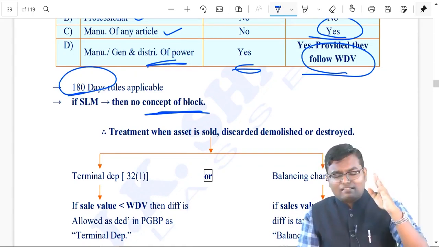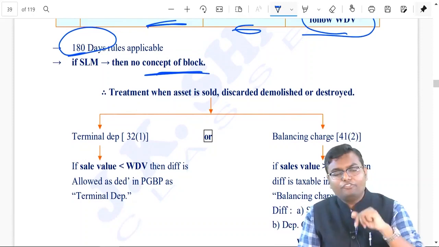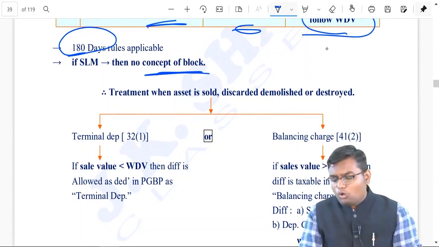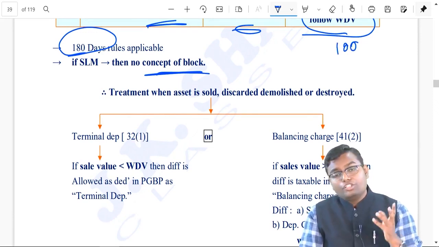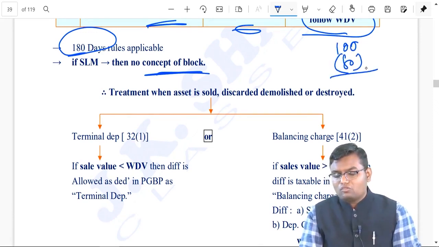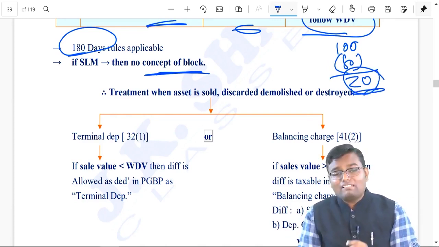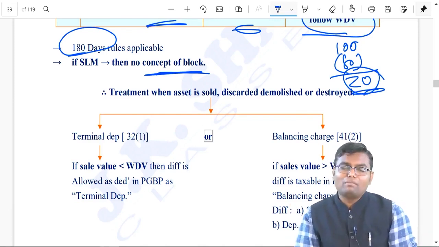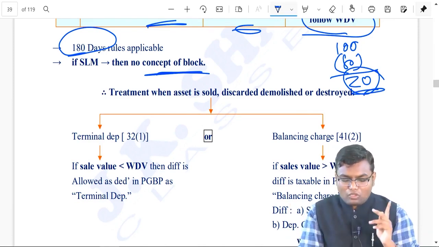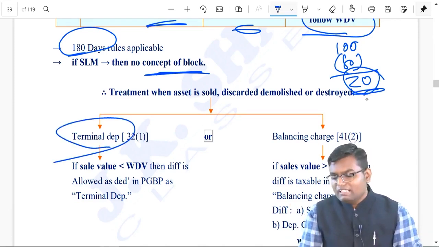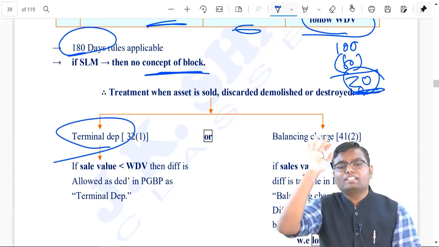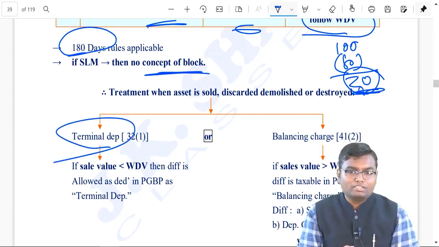Now, what if that asset is sold, discarded or demolished in future? Let's say the opening value of that asset after depreciation in this year was 100. You are selling only for 80. So, balance 20 rupees is still remaining in that asset, but the asset is no more with you. So, this 20 rupees is actually the loss, but it is a business expense that is called terminal depreciation. This 20 rupees you will get as a deduction in PGBP, terminal depreciation.